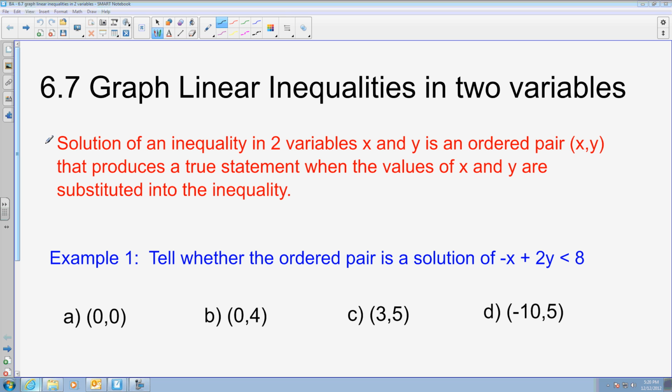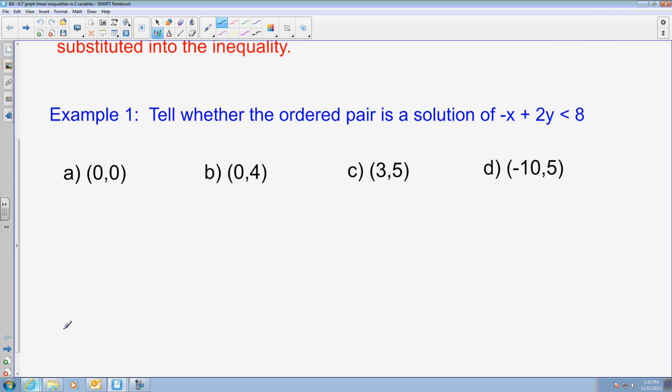So let's look at example 1, and we're supposed to tell whether the ordered pair is a solution of negative x plus 2y is less than 8. We have 4 different coordinates: (0, 0), (0, 4), (-3, 5), and (-10, 5). What we need to do is substitute in our x and y values to see if the statement is true or not.